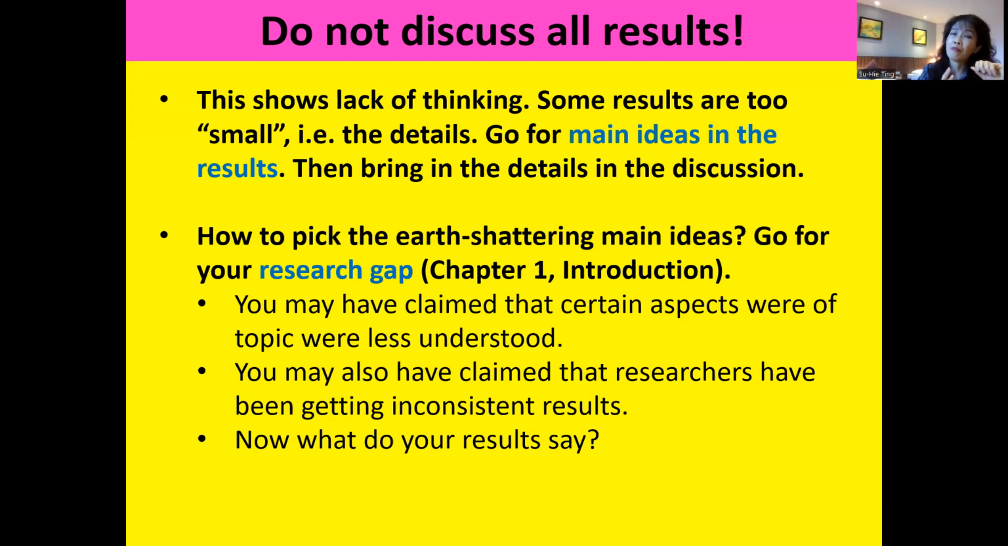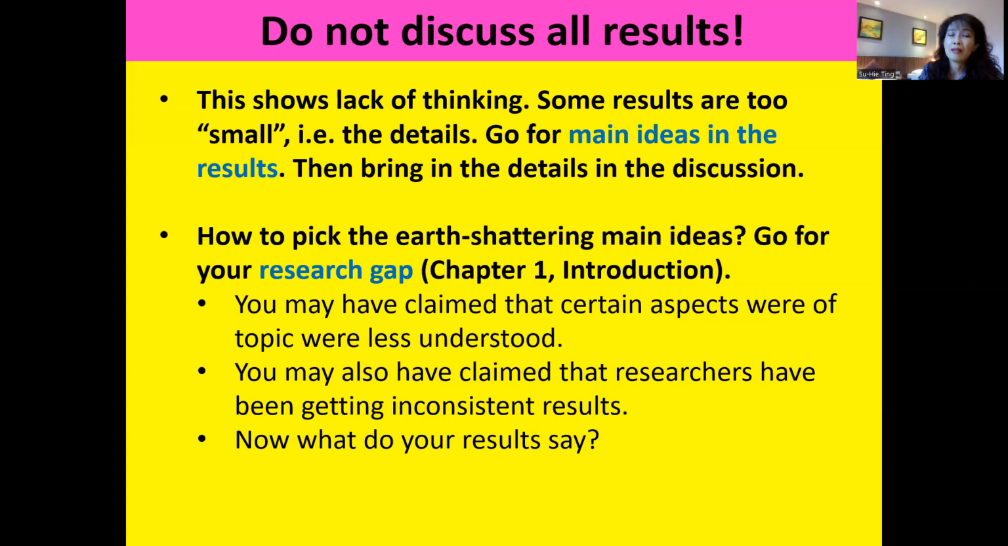Some other people could have made the claim that there were inconsistent results when we tried this method A. Certain researchers say it worked, other researchers say it did not. There were inconsistent results. Now, what do my results say? Maybe it is successful. So now let's compare the method and the people and say why this method is successful in such context. This is a discussion.